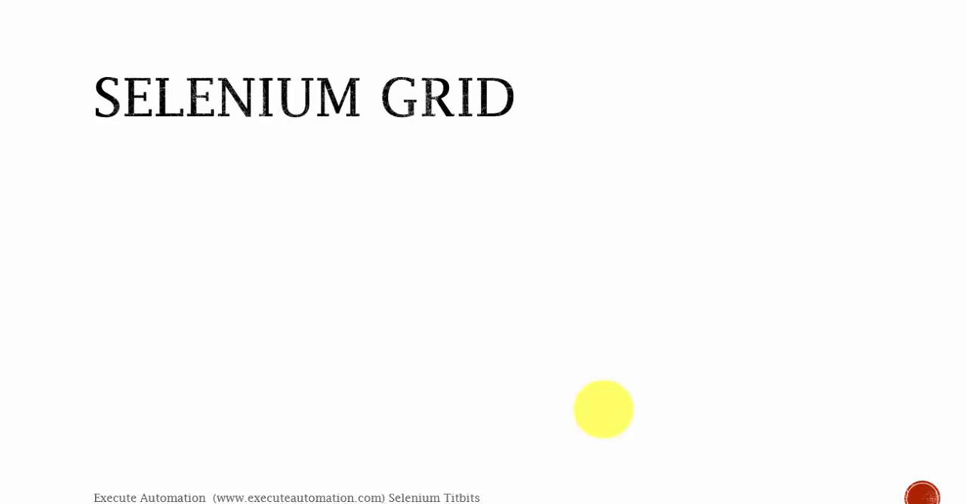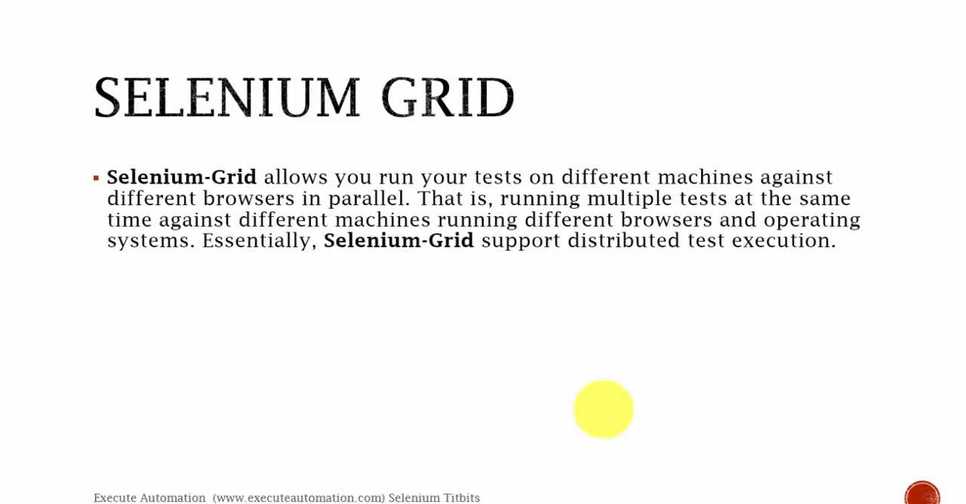So Selenium Grid, and this is the official definition which I found from Google, and you can also find the same on Google. Selenium Grid allows you to run your tests on different machines against different browsers in parallel, and that's very, very important. It also allows you to run the same test in parallel, not just sequentially. That is, running multiple tests at the same time against different machines running different browsers and operating systems, which is what I told before. Essentially, Selenium Grid supports distributed test execution, right?